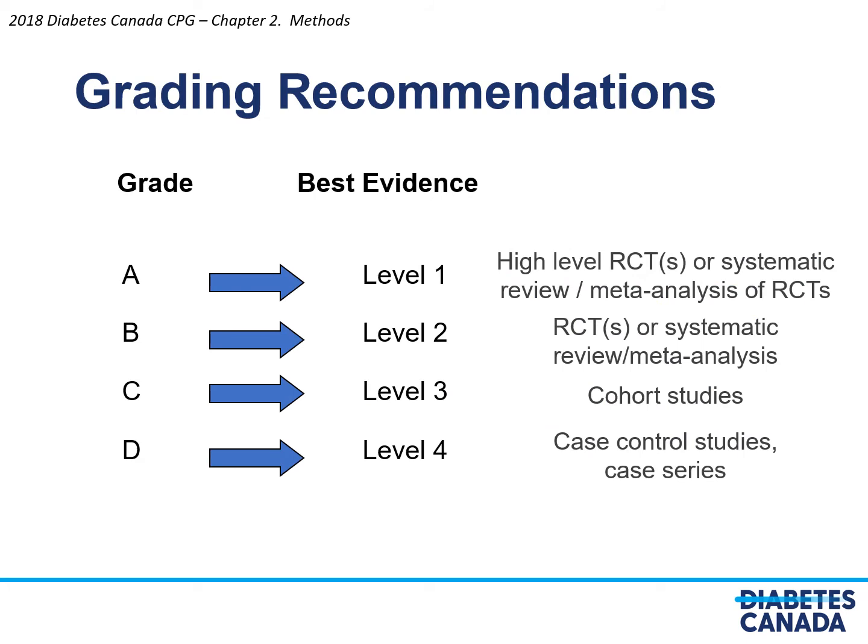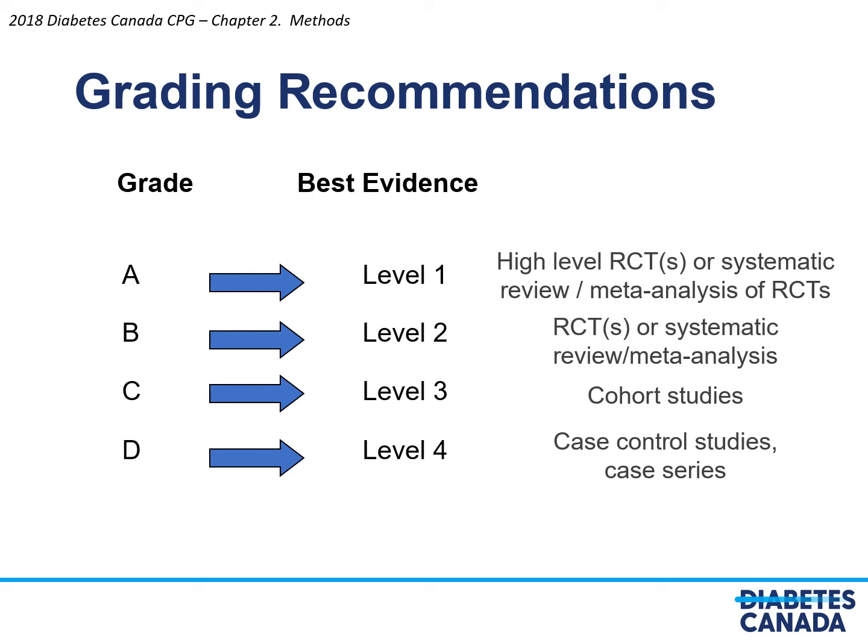Grading recommendations is based on a hierarchical level, grade A to grade D, A being the highest level of evidence or best evidence. And this included level 1 evidence, which comprised high-level RCTs, or randomized controlled trials, or systematic reviews or meta-analyses of randomized controlled trials. Grade B or level 2 evidence was considered to be randomized controlled trials which had some methodological limitations, or systematic reviews or meta-analyses of other types of study designs, other observational studies.